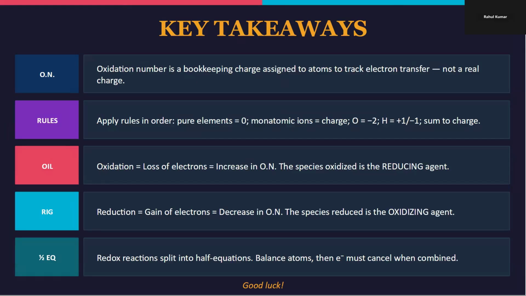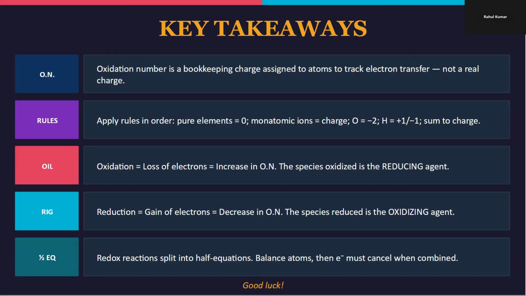So, key takeaways. Oxidation number is a bookkeeping charge assigned to atoms to track electron transfer, not a real charge. Rules: apply rules in order. A pure element is 0, a monoatomic ion is equal to its charge. Oxygen is mainly -2. Hydrogen is +1, or -1 when it is attached to metals.